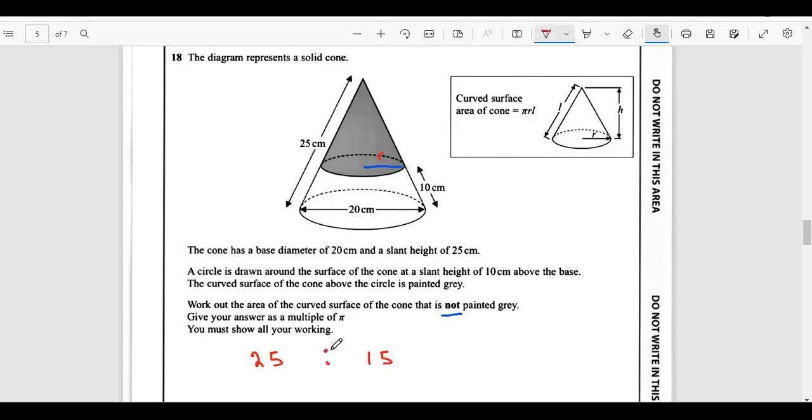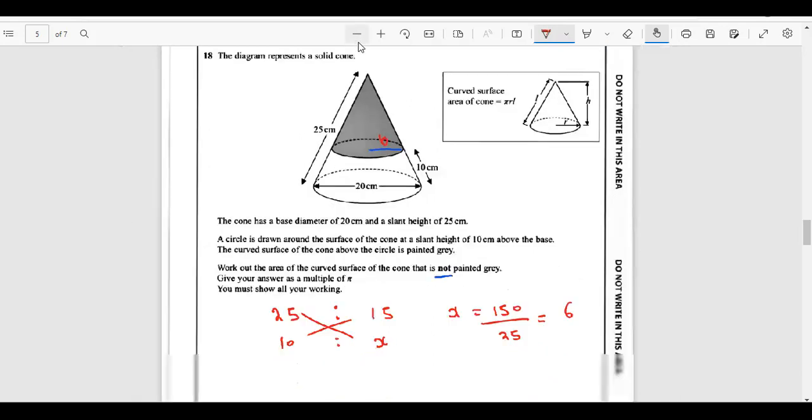Okay, 25:15. And then we are looking for the radius or the diameter. So can you find the scale factor and then do 10 divided by the scale factor? So you could cross multiply: 25 divided by 15, and then you can do 10 divided by the answer. Is a 6. Yes, very good. 6 would be the radius of the small one. Now try doing it again and tell me the answer.